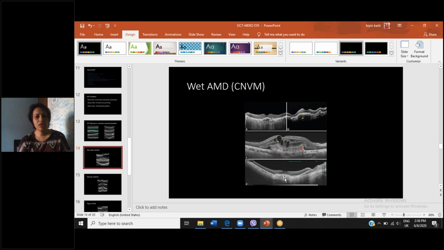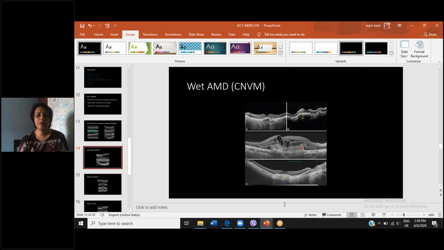We just do OCT. We would like to do OCT on every visit, but because of the cost, and sometimes if we can examine clinically and know whether there is this fluid or not, we don't do OCT on every visit. But every now and then we do an OCT to see how the condition is going and whether or not it's responding to treatment. So those are the OCTs of the wet AMD.